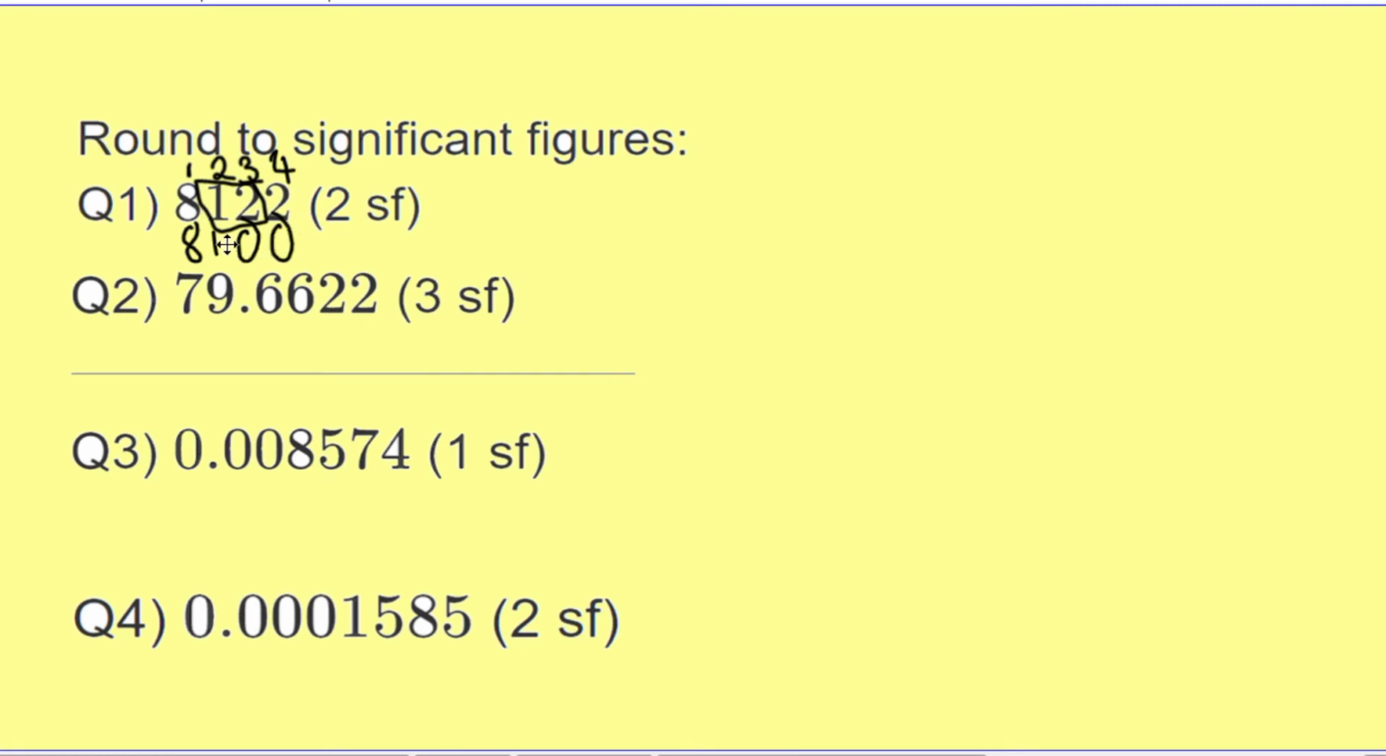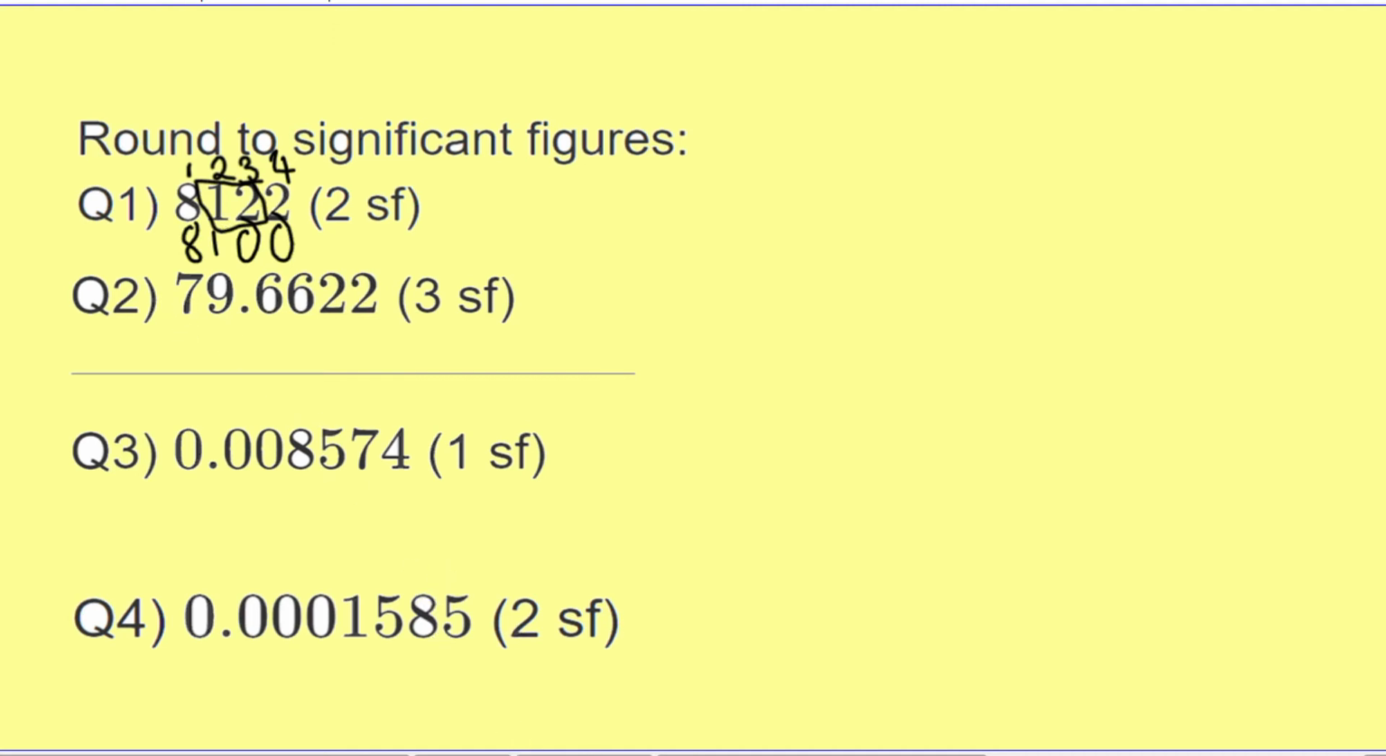We don't get rid of these zeros, because these zeros are significant. These zeros are important. If we get rid of those, we're saying that 8,122 rounds down to 81. Well, it doesn't. It's going to round down to 8,100. Okay, so we have to keep those zeros. If they're before a decimal point, you keep the zeros. If they're after a decimal point, you get rid of the zeros.